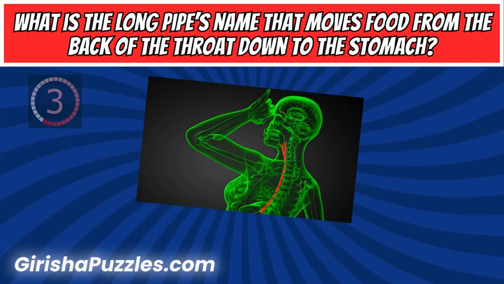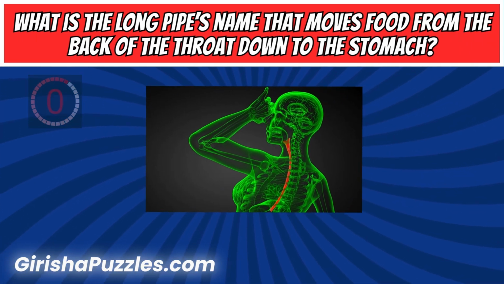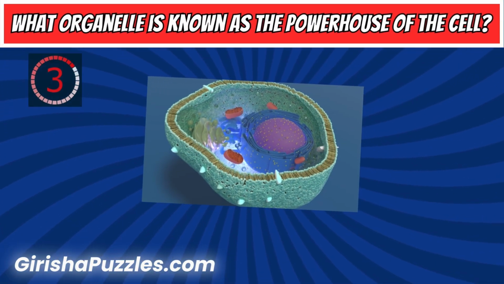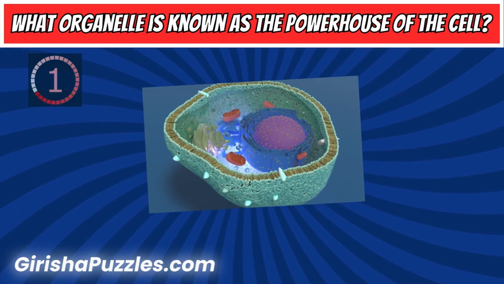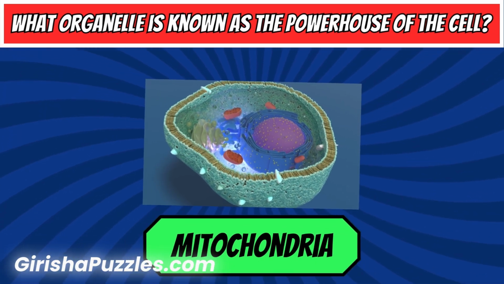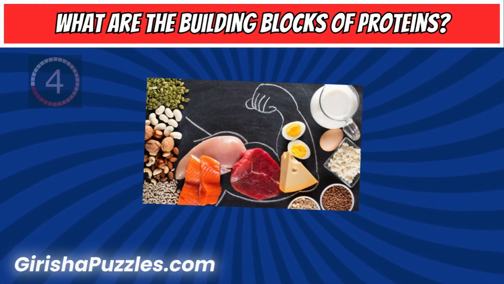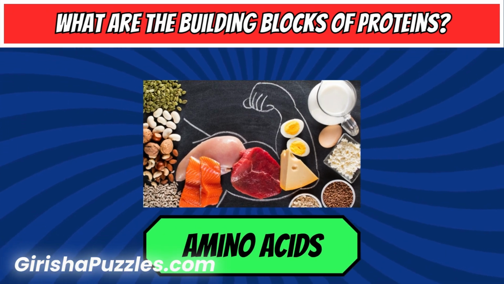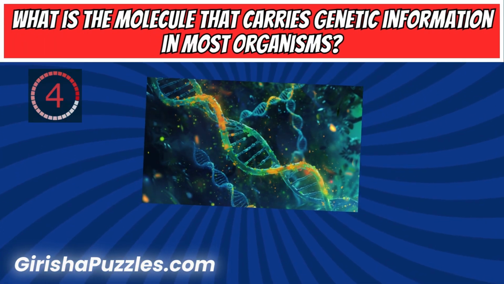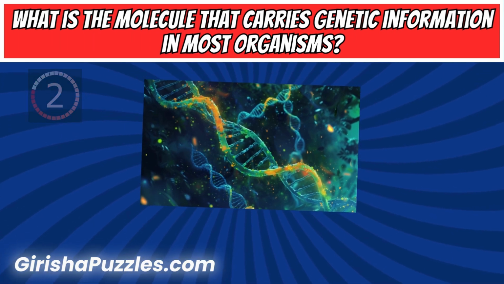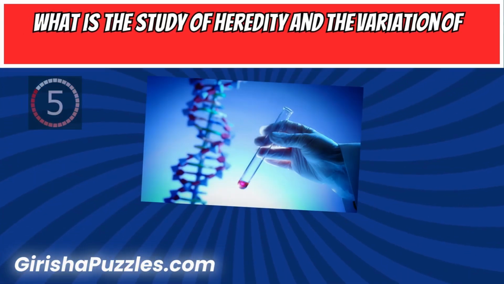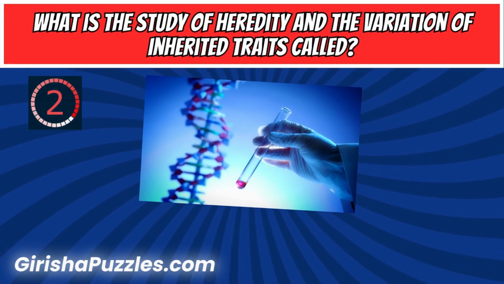Mitosis. What is the long pipe's name that moves food from the back of the throat down to the stomach? The esophagus. What organelle is known as the powerhouse of the cell? Mitochondria. What are the building blocks of proteins? Amino acids. What is the molecule that carries genetic information in most organisms? DNA. What is the study of heredity and the variation of inherited traits called?